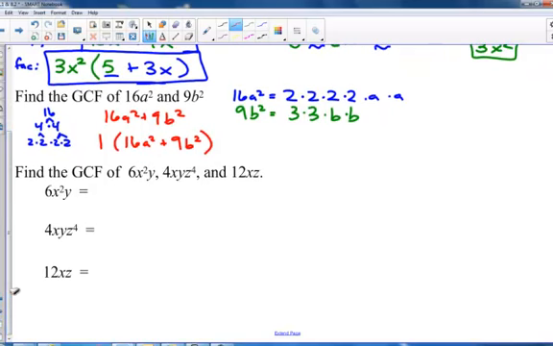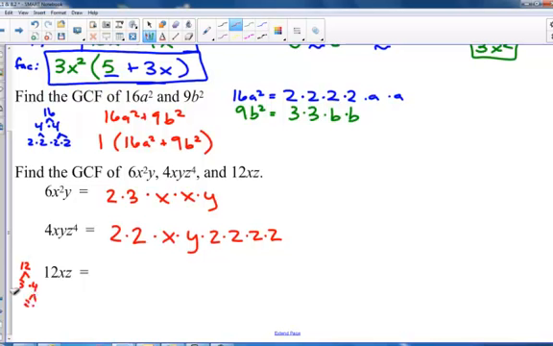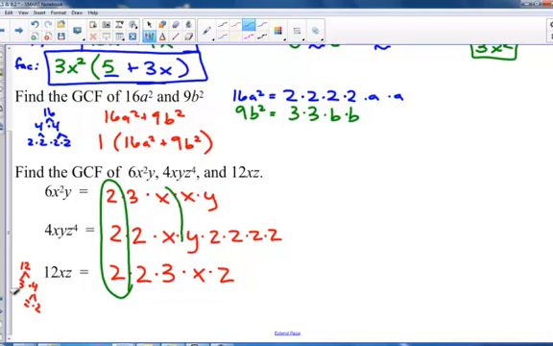Okay, now we've got 3 things. So we've got the 6, which is 2 times 3. We've got 4, which is 2 times 2. And we've got the 12, which is 3 times 4, and 4 is 2 times 2. So 2 times 2 times 3, 1x, 1z. Okay, so we've got a 2 in common for everything. And we've got an x in common for everything. And that's it.